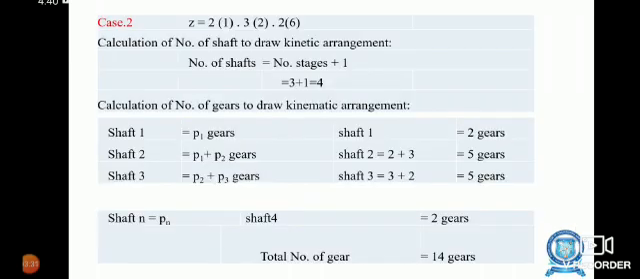Case 2: 12 equals 2 into 1, 3 into 2, 2 into 6. Calculation of the number of shafts to draw kinematic arrangement. Number of stages 3 plus 1 equal to 4. Shaft 1 P1 gears, shaft 2 P1 plus P2, shaft 3 P2 plus P3. Now shaft 1 having 2 gears, shaft 2, 2 plus 3, 5 gears, shaft 3, 3 plus 2, 5 gears. Total 14 gears.